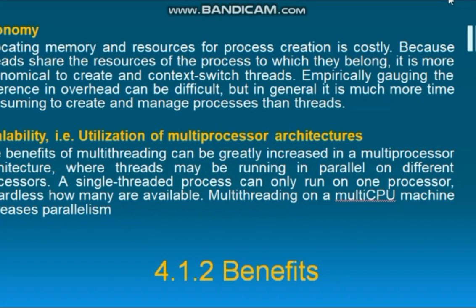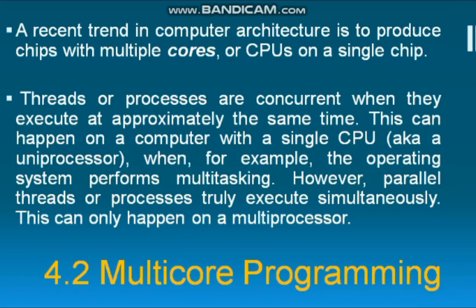The benefits of multi-threading can be greatly increased in a multiprocessor architecture, where threads may be running in parallel on different processors. A single-threaded process can only run on one processor, regardless of how many are available. So, multi-core programming. A recent trend in computer architecture is to produce chips with multiple cores, or CPUs, on a single chip. Threads or processes are concurrent when they execute at approximately the same time.